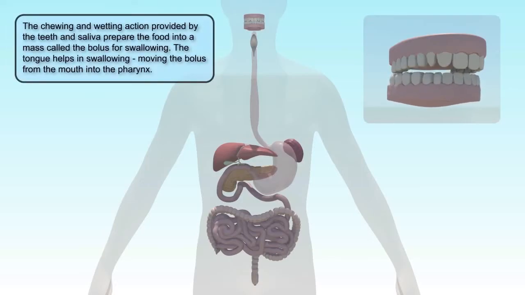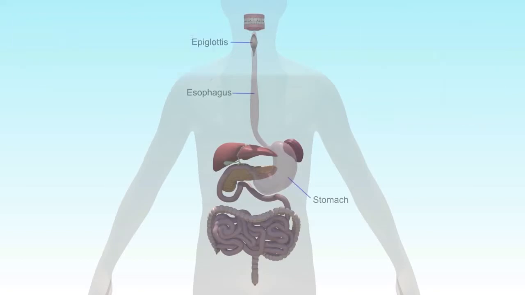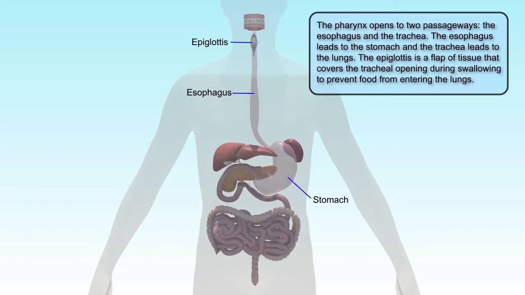The chewing and wetting action provided by the teeth and saliva prepare the food into a mass called the bolus for swallowing. The tongue helps in swallowing, moving the bolus from the mouth into the pharynx. The pharynx opens to two passageways, the esophagus, which leads to the stomach, and the trachea, which leads to the lungs. The epiglottis covers the tracheal opening during swallowing to prevent food from entering the lungs.